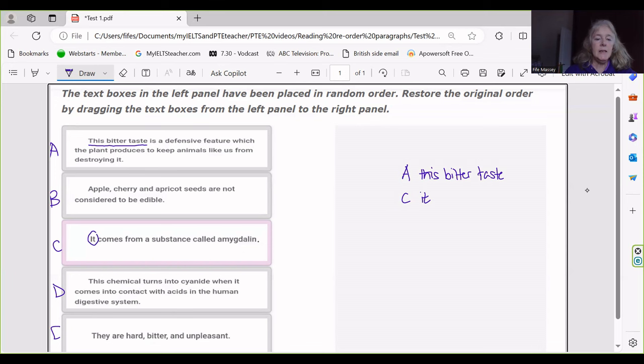Sentence D, this chemical. Oh, straight away I'm eliminating it because this chemical means I'm talking about a chemical I've already mentioned in a previous sentence. So I'm going to note that down.